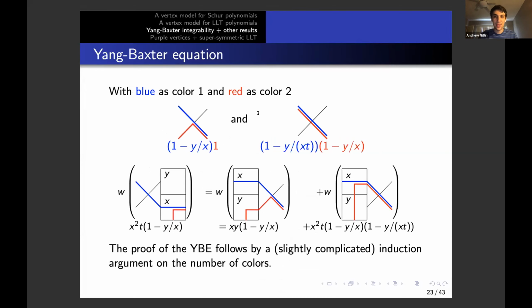So for example, if we look at this second configuration over here, both blue and red have type 1. So blue has type 1 and a larger color is also in the vertex and has type 1. So that's why I pick up a 1 minus Y over X times T. And then red, there are no larger colors in the vertex. So I just have a 1 minus Y over X.